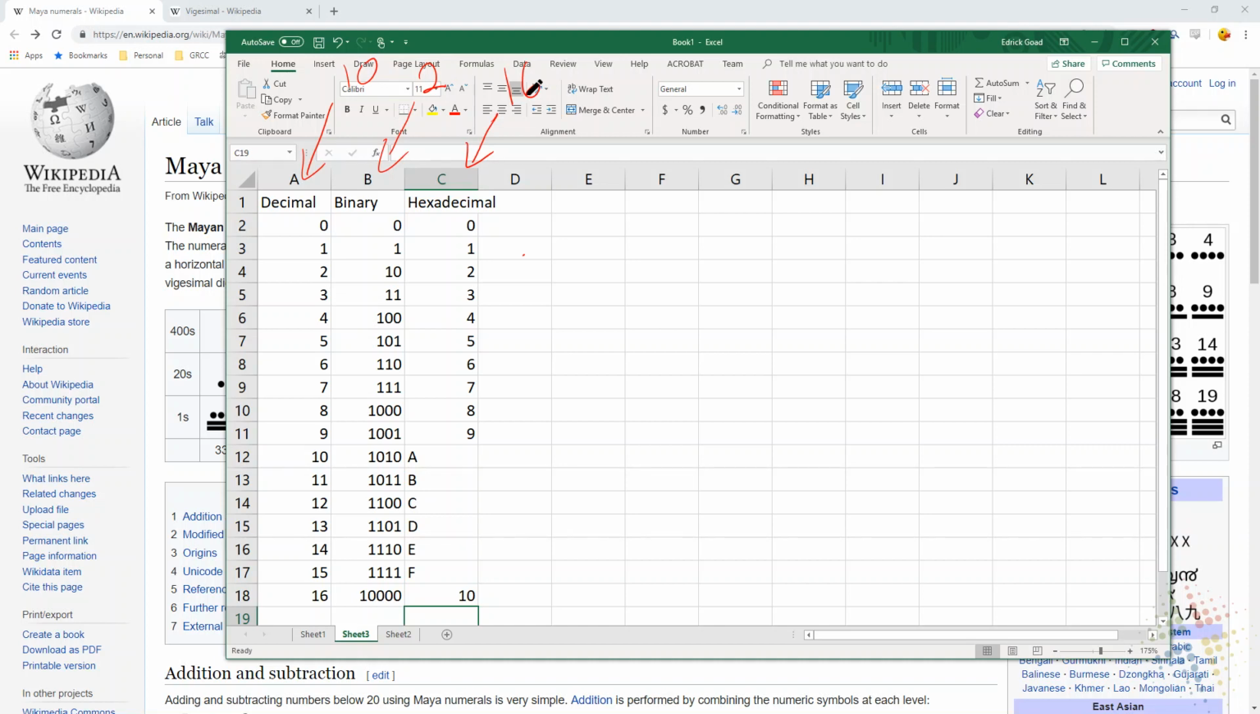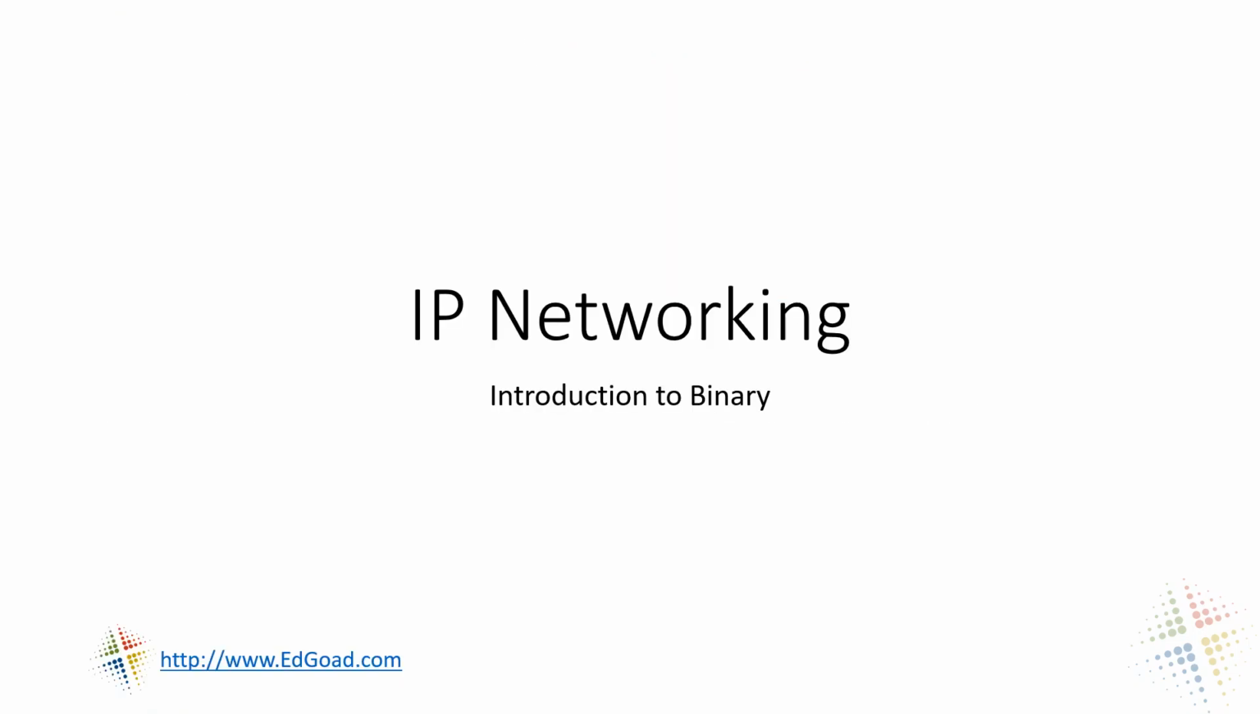But there you go. That is the introduction to IP networking. Everything you may have never wanted to know about how binary works. And this is the foundation that we will use as we talk about IP networking, of how the IP addressing itself works in order to communicate with other machines on the network.